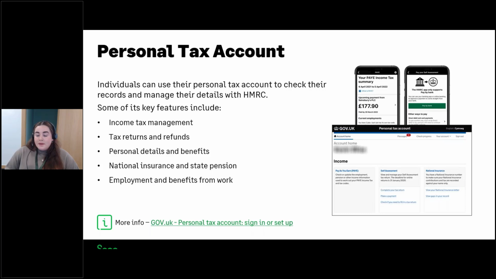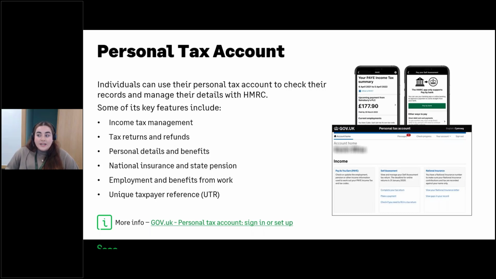You've got employment and benefits from work as well, so they can update details about benefits that they might receive from work, such as company car details or medical insurance. And it's also where an individual can find their unique taxpayer reference. So this is essential for self-assessment and it can be easily found with this account, the personal tax account.